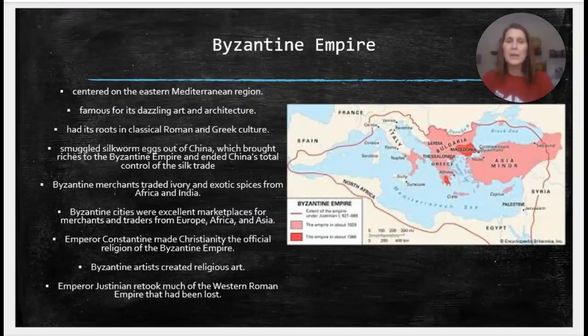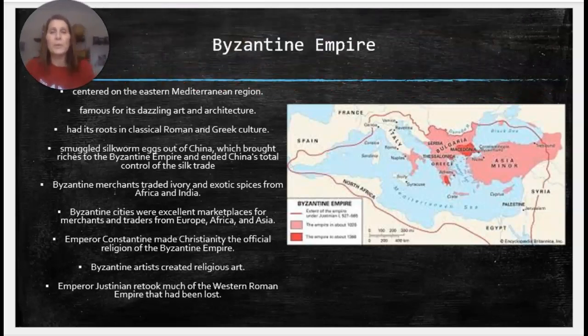All right, a quick review. The Byzantine Empire was centered on the Eastern Mediterranean region. It was famous for its dazzling art and architecture. It had its roots in classical Roman and Greek culture. It smuggled silkworm eggs out of China, which brought riches to the Byzantine Empire and ended China's total control of the silk trade. The Byzantine merchants traded ivory and exotic spices from Africa and India. Byzantine cities were excellent marketplaces for merchants and traders from Europe, Africa, and Asia. The Emperor Constantine made Christianity the official religion of the Byzantine Empire, and Byzantine artists created religious art. And then the Emperor Justinian retook much of the Western Roman Empire that had been lost. And remember, his empress was Theodora.